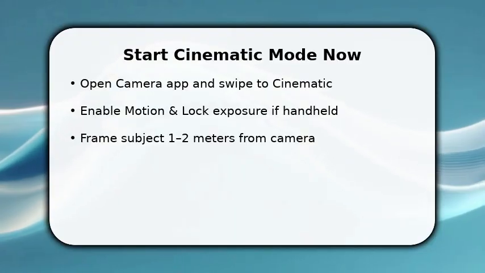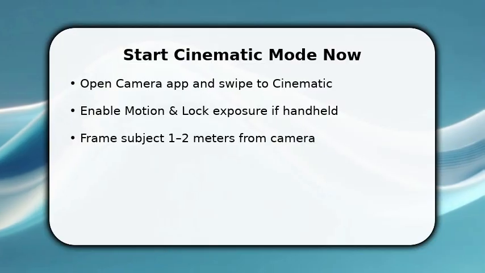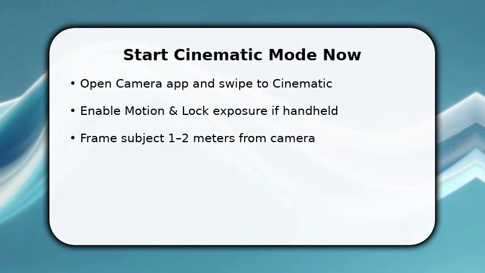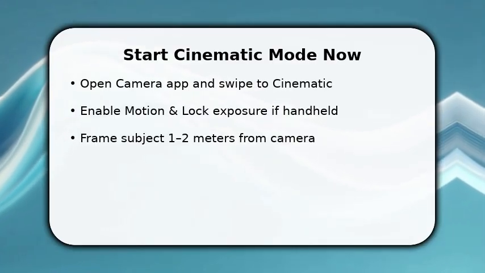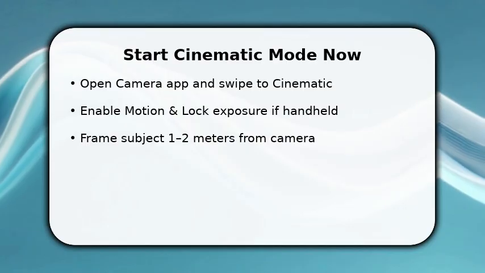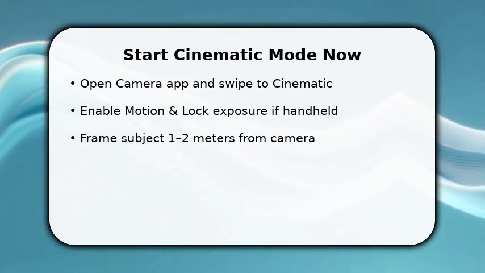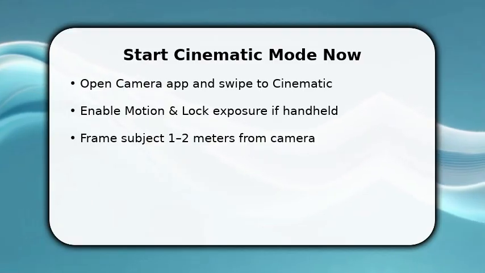You're going straight into cinematic mode. Open camera and swipe to cinematic. This puts depth controls at your fingertips. Make sure subjects are well lit and roughly 1 to 2 meters away because depth detection works best at that range. Tap to set focus on your main subject, then press record, don't pause.